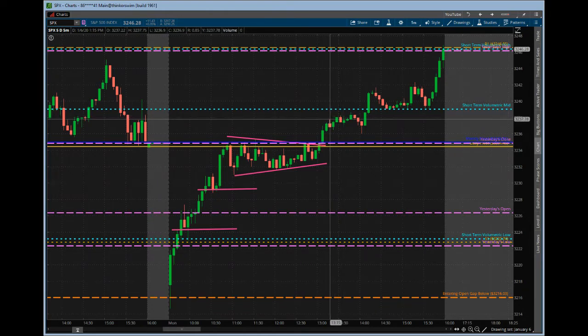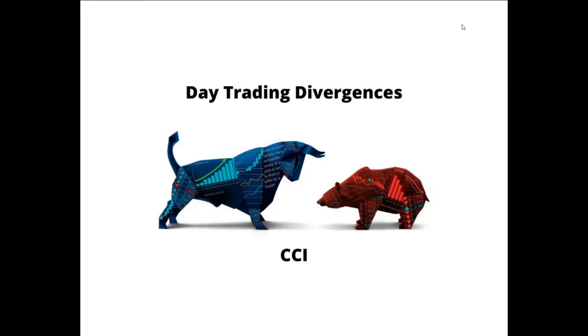Now S&P futures are up 7 points here after hours, so that is also bullish going into tomorrow. So yay, bulls, still moving on up. Good stuff there. Okay, so once again today we are going to be looking at trading divergences.